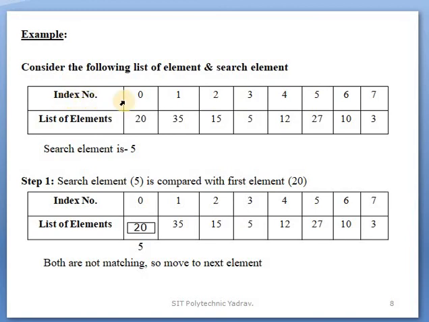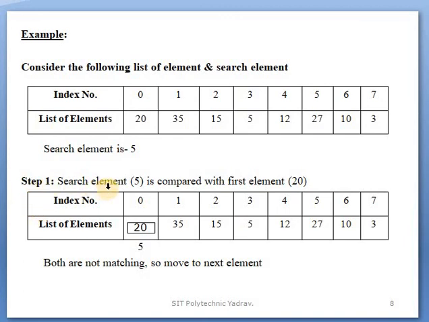Okay. Index numbers; these are the elements of our list. And those elements are stored in memory, at the 0th index or 0th position: 0, 1, 2 up to 7. Clear? And your search element is 5. Then we start our steps.